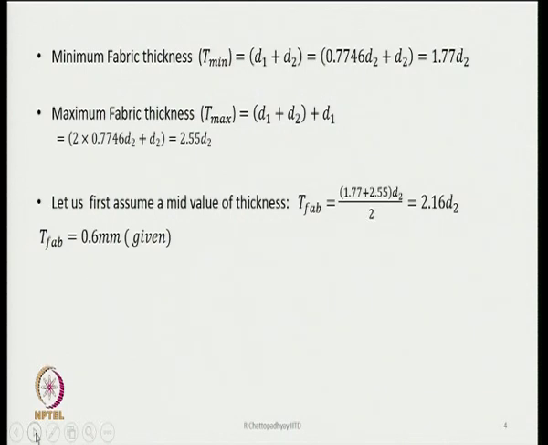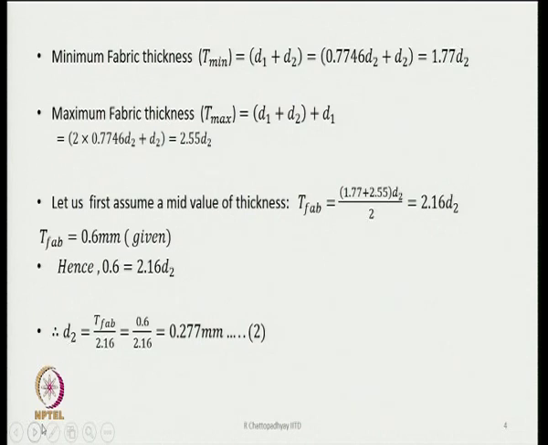So, if the fabric thickness is given as 0.6 mm, hence 0.6 is going to be 2.16 D2, and therefore we can work out the value of D2. We have to produce or get a yarn whose diameter is going to be T fabric, the thickness of fabric, divided by 2.16, which is 0.277 mm. That should be the diameter of the yarn.